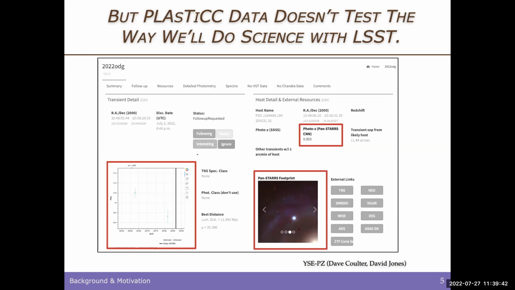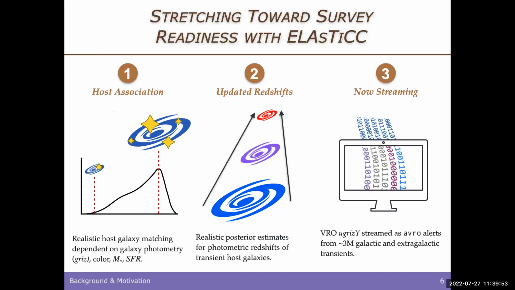And based on all of that information, you want to make a decision about whether you want to follow up this thing or not. And so to extend our simulations from PLAsTiCC to better prepare for LSST, we are making some modifications and baking them into ELAsTiCC. So the three that I want to highlight here, number one, we now realistically associate transients with their host galaxies using a data-driven methodology that I'm going to be talking about a little bit later. That was the part that I primarily contributed to.